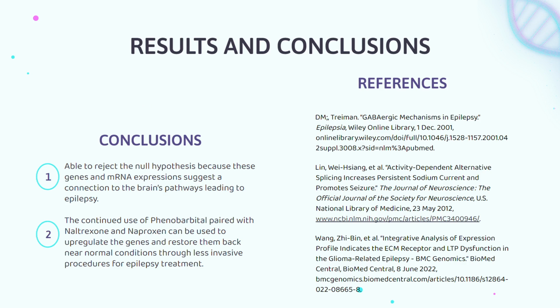So, as a conclusion, I was able to reject the null hypothesis because these genes and mRNA expressions suggest a connection to the brain's pathway leading to epilepsy based on how low the p-values were, so they were very statistically significant. These new drugs can be used to upregulate and increase neurotransmitter usage of the genes and restore them back near normal conditions through less invasive procedures for epilepsy treatment. Further research could include clinical trials to improve and refine this medication.